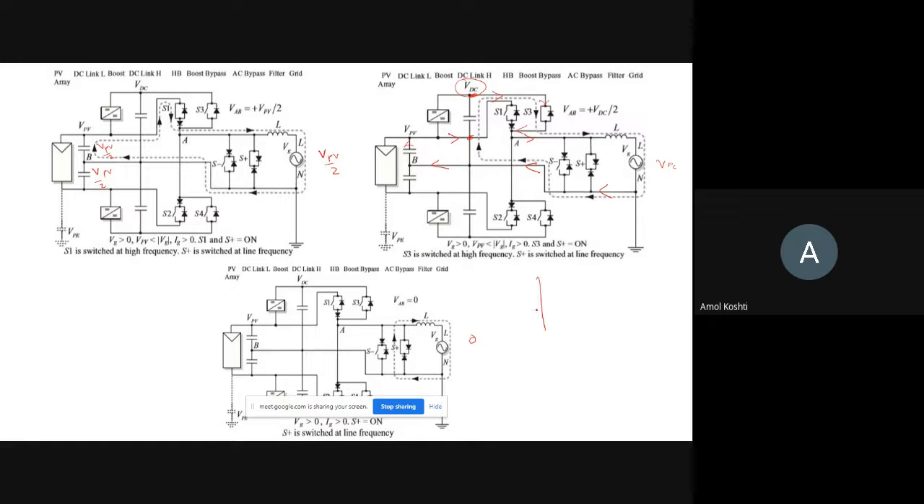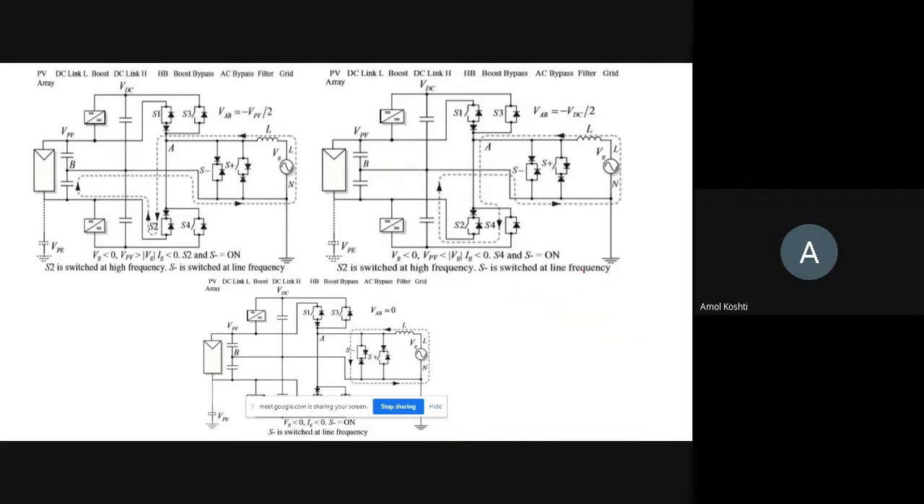We can also draw it. Suppose initially this switching is there, so 0, then we go for this. Suppose VPV by 2 can be labeled, then VDC. In this way the output can be produced for the positive half. Now you see the 1, 2, 3 levels are produced.